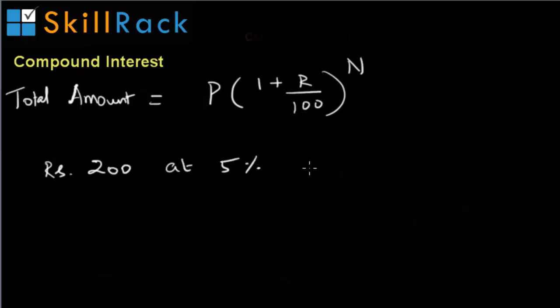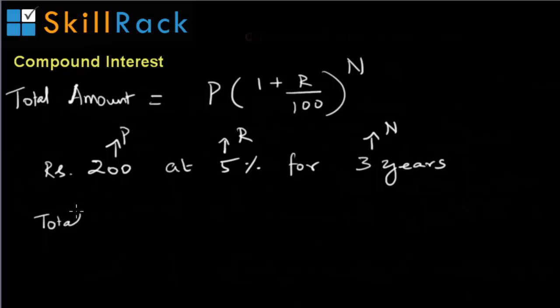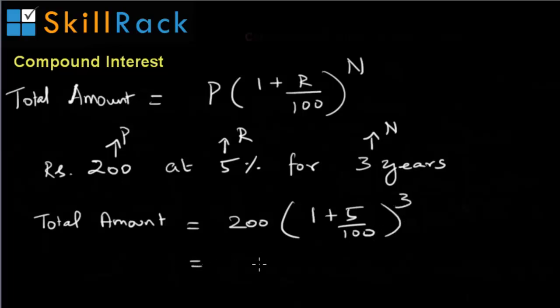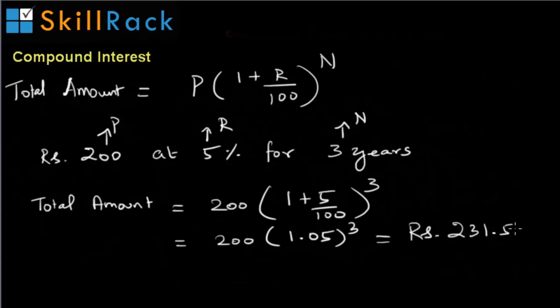In this example, rupees 200 is invested at 5% interest for 3 years. So let us calculate the total amount maturing at the end of 3 years. So total amount is equal to, using the formula, 200 into 1 plus 5 by 100 to the power 3. So 200 into 1.05 the whole cube. Doing the calculation, we get rupees 231.525.